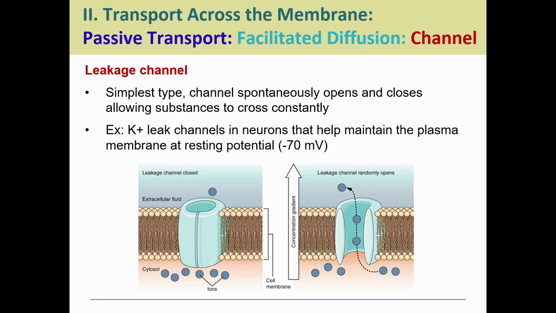So here's our leakage channel. Again, super simple. It'll just kind of spontaneously open and close. It's always kind of somewhat open so things can leak in. So for example, potassium leak channels in neurons basically help maintain that resting potential of -70, so that we don't acquire too much of that potassium, or we allow a little bit in so we maintain -70. So if we're moving away from that -70, we can let a little bit of potassium move through those channels to maintain that.